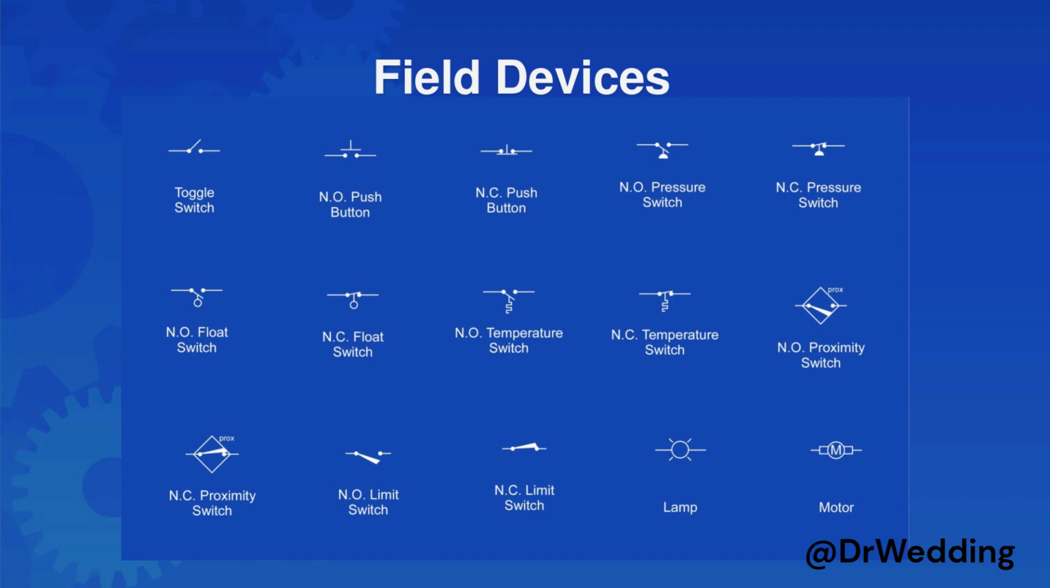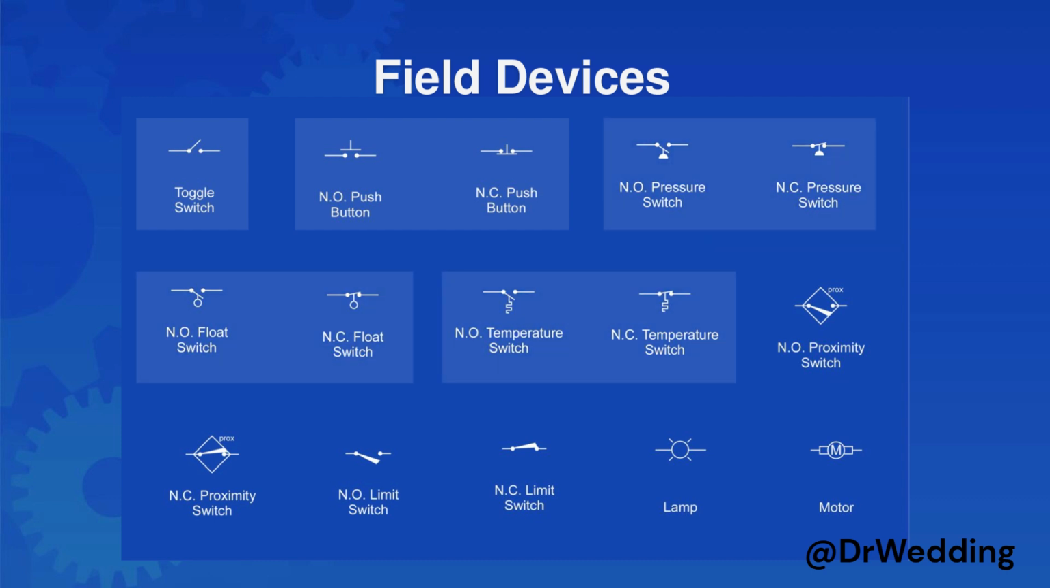You may be wondering what a PLC is used for and how it is wired up. A PLC will be connected to objects called field devices. Field devices can be broken into two categories: inputs and outputs. Inputs are devices that can be changed by a person or the environment, such as toggle switches, push buttons, pressure switches, float switches, temperature switches, proximity switches, and limit switches, just to name a few.